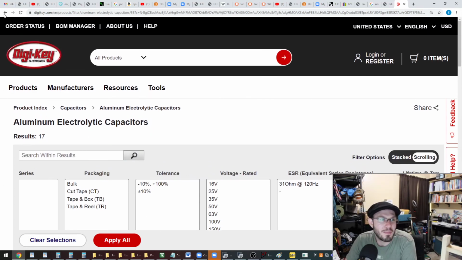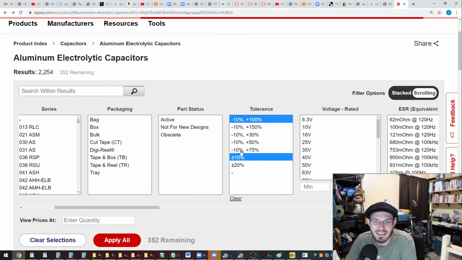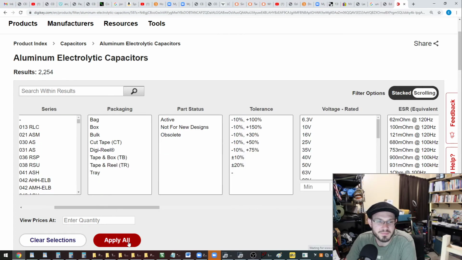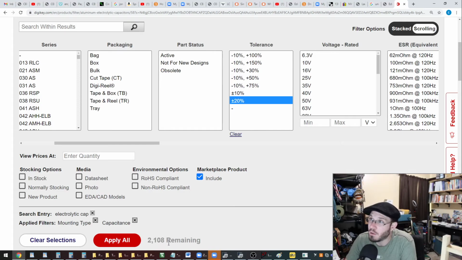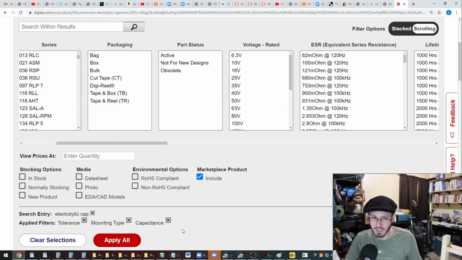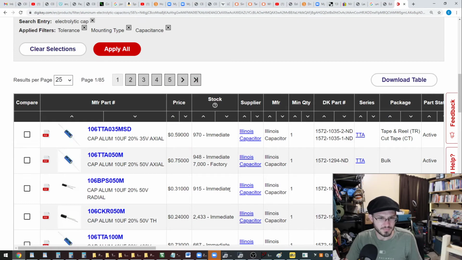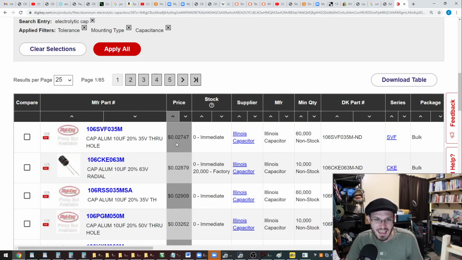Okay, let's go back. Instead of plus minus 10%, let's look at plus minus 20%. Oh, look, 2,000 caps. The vast majority of caps that you purchase have the plus minus 20%. And let me sort the price on increasing. It's giving us some nice, 3 cents for a cap. 3 cents for a cap. That is a lot better than 40 cents for a capacitor.